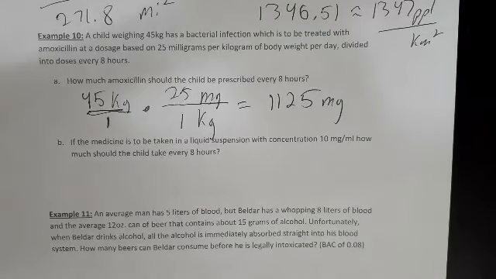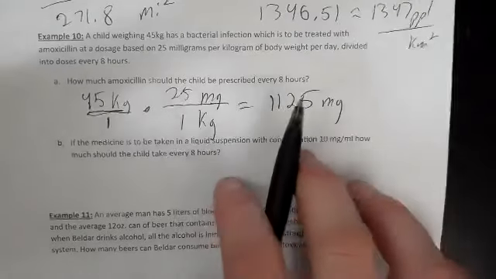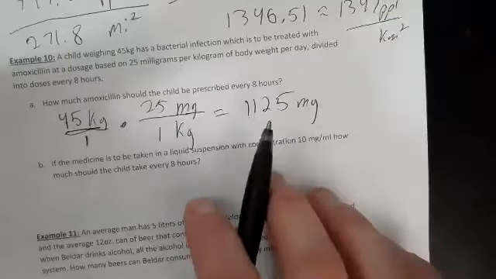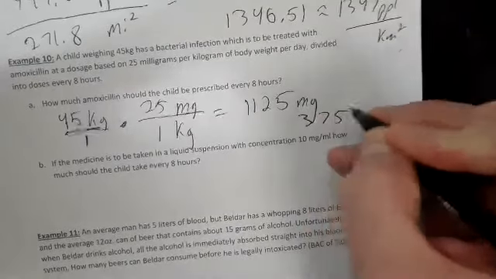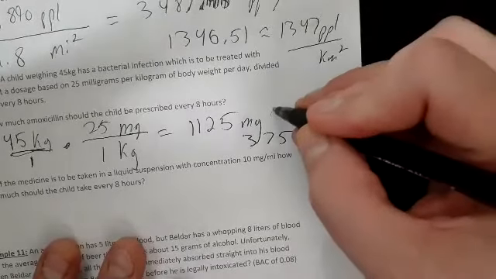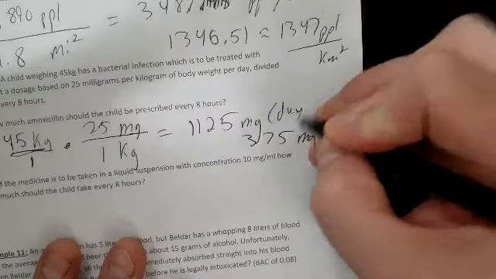So we want to know the 8-hour dosage. There's a few ways to think about it, but we're dosing him every 8 hours. We're going to give him 3 doses, and 3 doses should add up to this. I'm going to divide this by 3, per day.